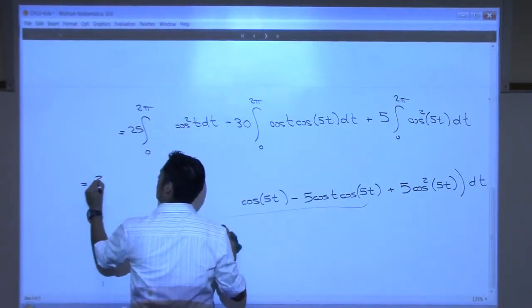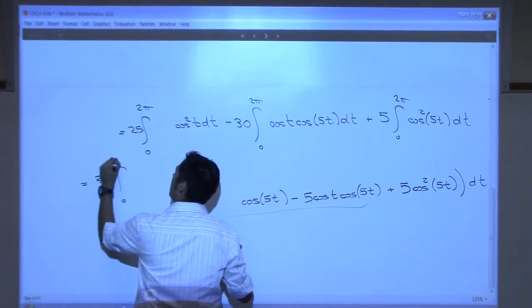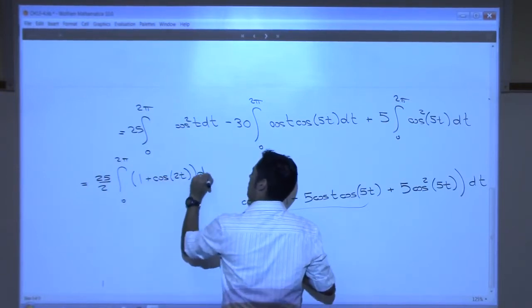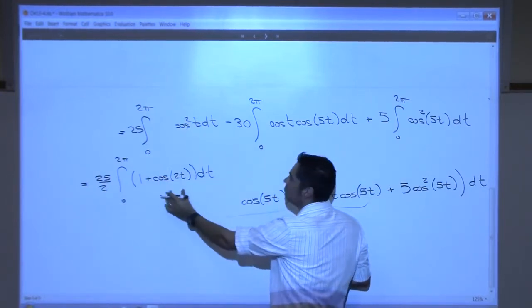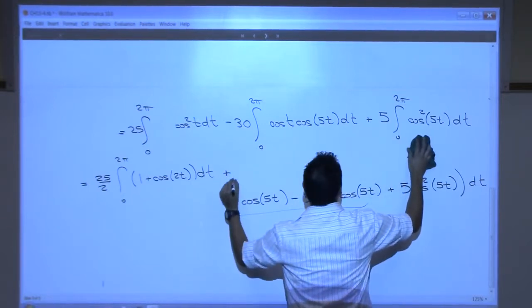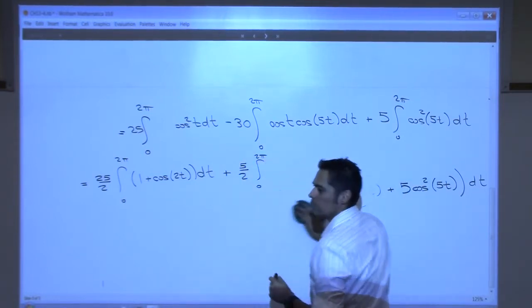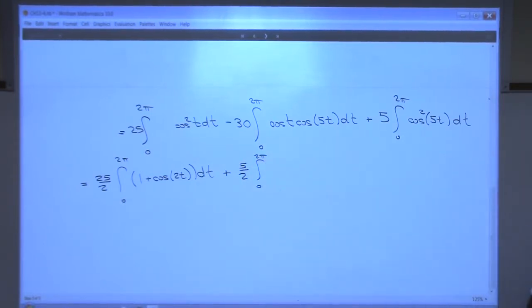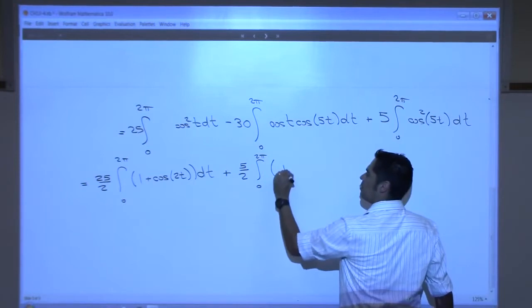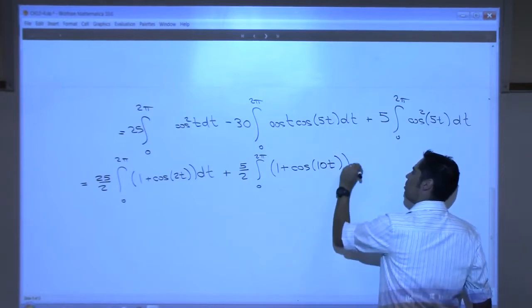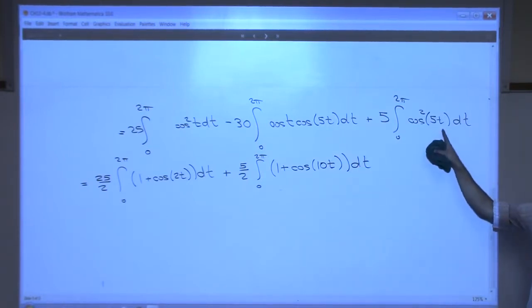Let me see. This is going to be 25 halves integral 0 to 2 pi 1 plus cosine 2t dt. So I just used the formula on this, doubled the angle. Let me do the last one next. Plus 5 halves integral 0 to 2 pi. What goes in this integrand? 1 plus cosine 10t. Right? Just making sure you're doubling the angle, right? The 1/2 came out, and then this one.